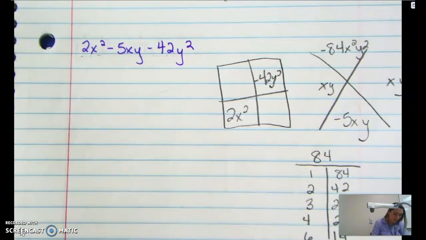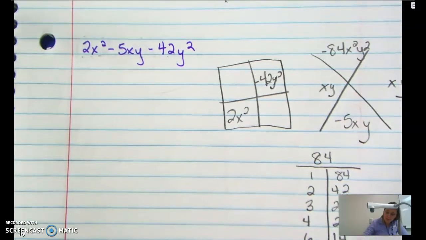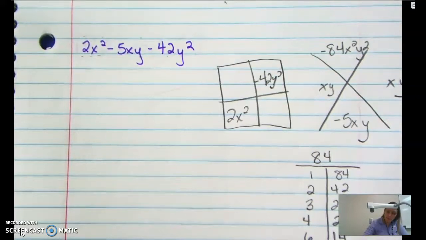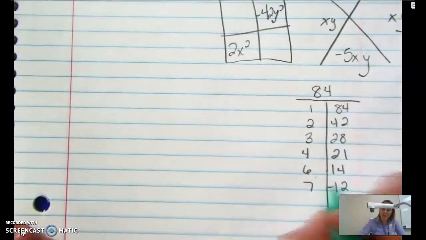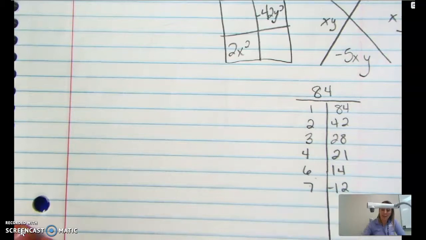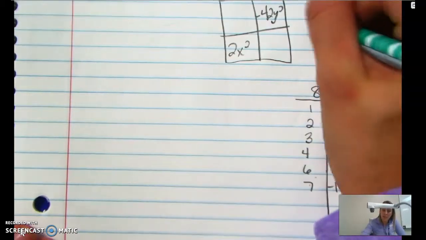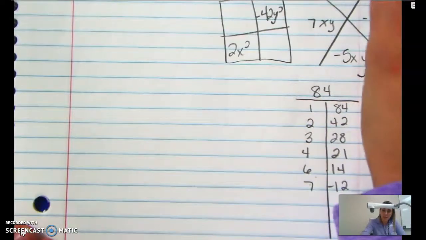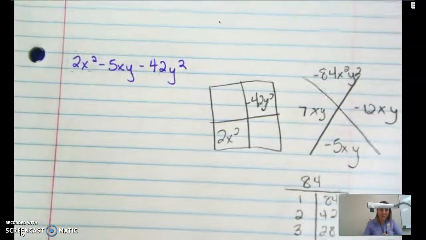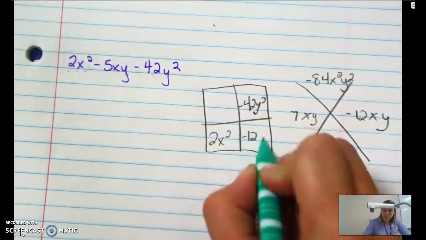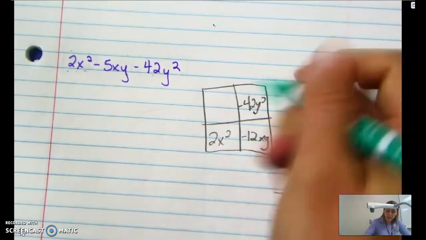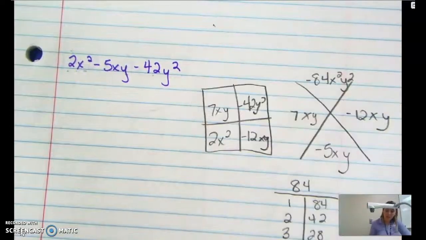So we have 7 and 12. Now that one has a difference of 5, right? 7 and 12. If I make the 12 negative, that would add up to negative 5. So we're going to do 7 and negative 12. I'm going to go ahead and put negative 12xy right here and 7xy right there.